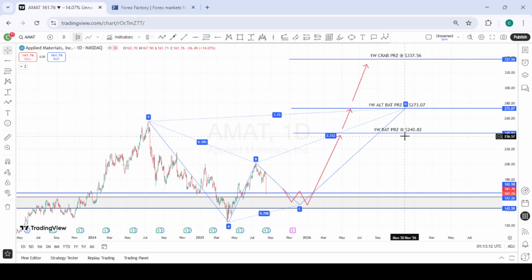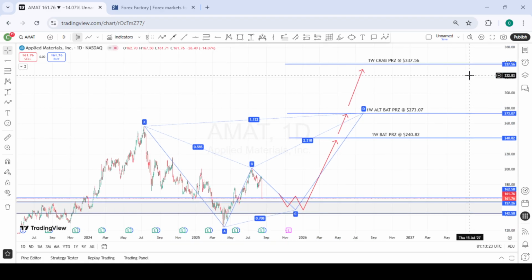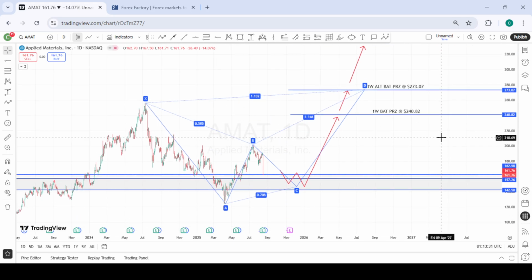The first target is $240 per share. The second target is $273 per share, and then the last target is $337 per share.